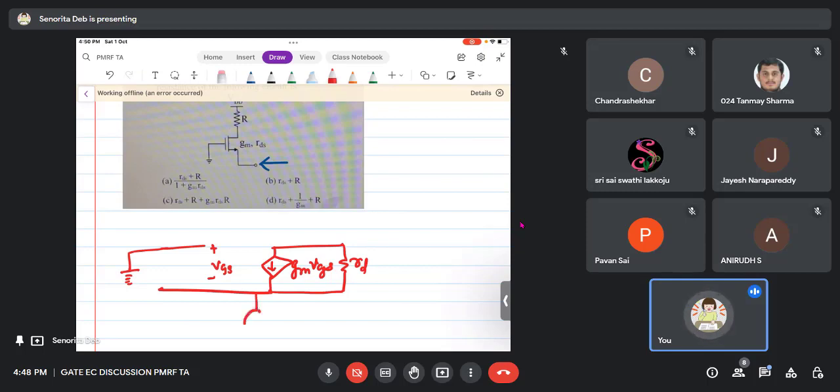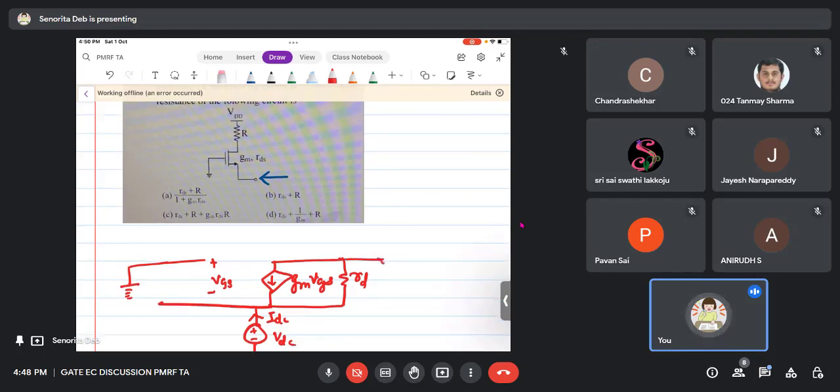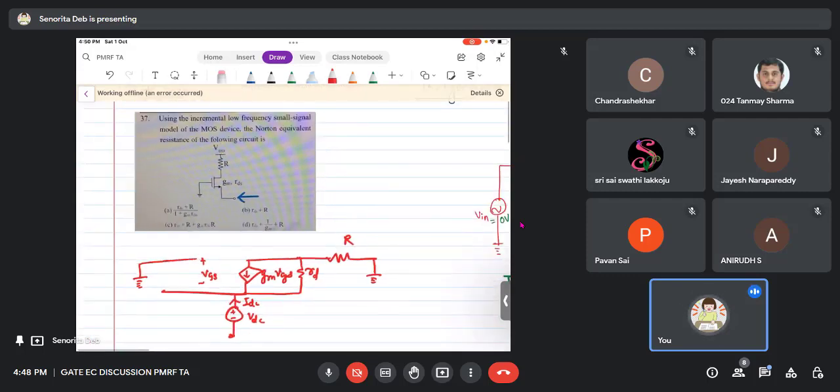So I will apply a plus minus VDC at this point, because I have to find the output resistance at that point. And you see there is this capital R to VDD, and in small signal all the DC sources are 0. So this is ground. Can you see the small signal? So VDD is 0 volts.